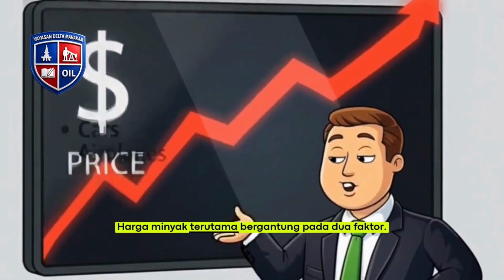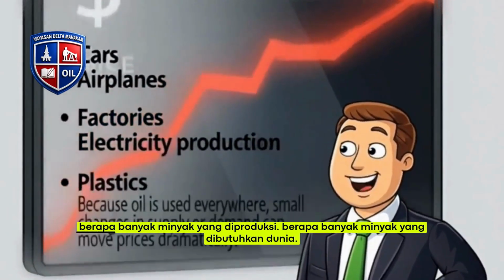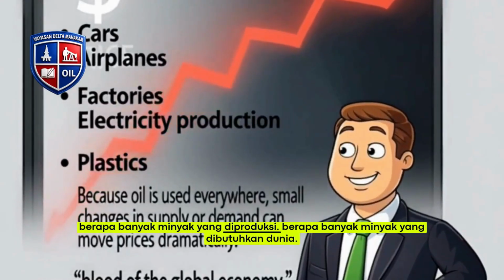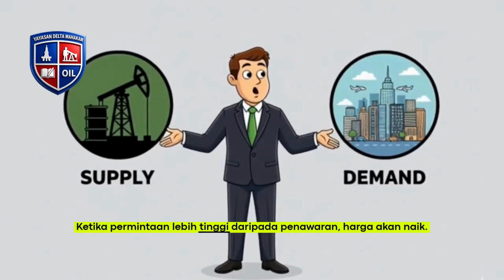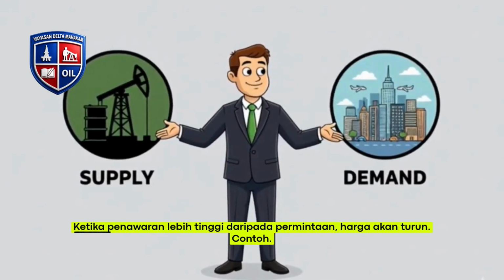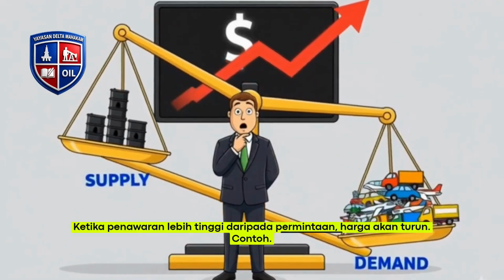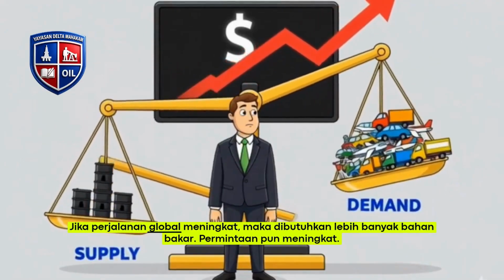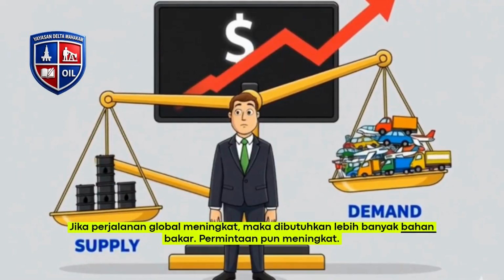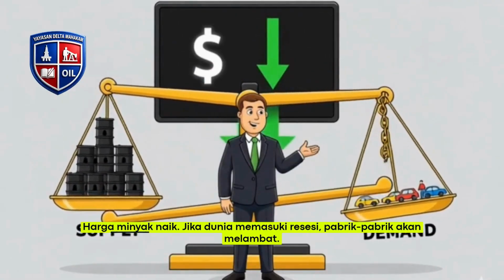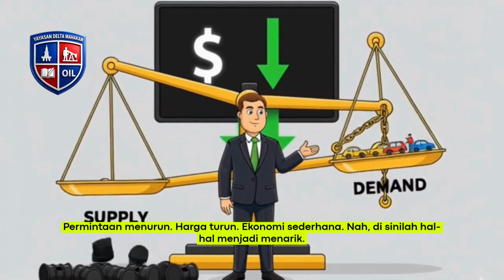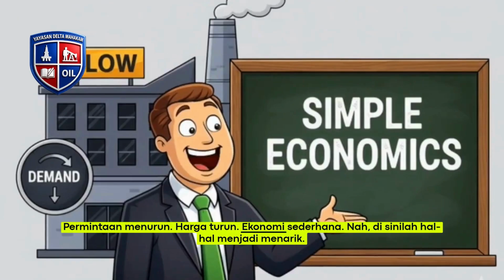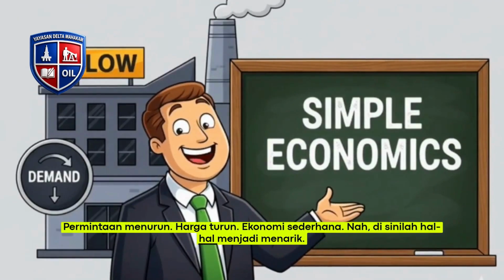Oil prices mainly depend on two forces: supply, how much oil is produced; and demand, how much oil the world needs. When demand is higher than supply, prices go up. When supply is higher than demand, prices fall. Example: if global travel increases, more fuel is needed, demand rises, and oil prices increase. If the world enters a recession, factories slow down, demand drops, and prices fall. Simple economics. Now here's where things get interesting.